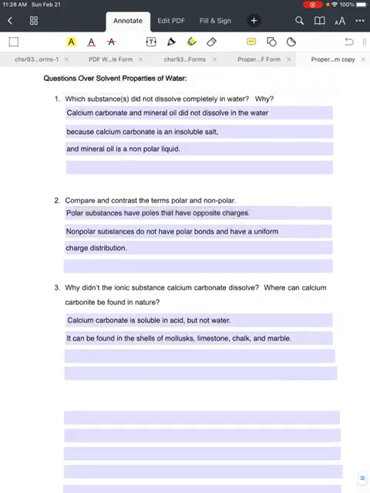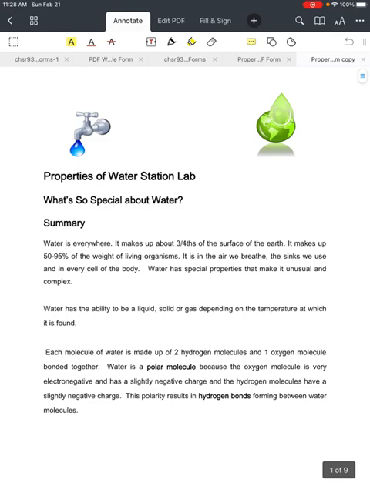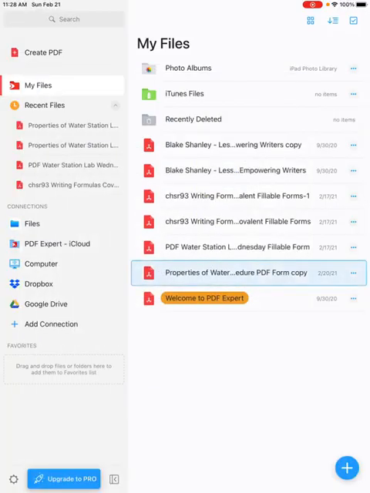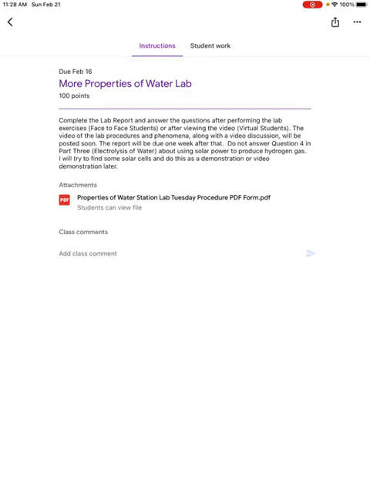So that concludes our discussion of the more properties of water lab, this one right here. And again, I'll remind you that these count as a test grade. So you want to complete this and hand it in because, frankly, it's an easy A.